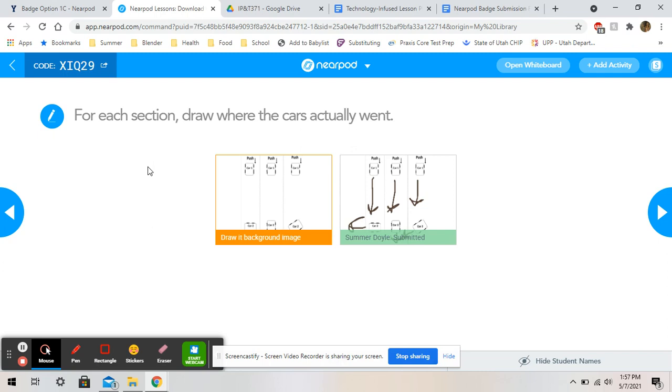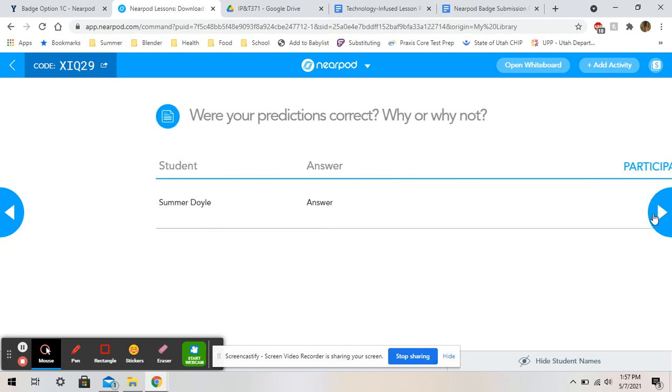So then we'll pause there and we'll conduct the experiment together as a class, and then we'll come back to Nearpod and everyone will finish it up on their own iPads. And so then for this next one, after we've done the experiment, they're going to draw what actually happened. And so again, when students submit it, I'll be able to see what happened and see if they were able to correctly portray what happened versus their predictions.